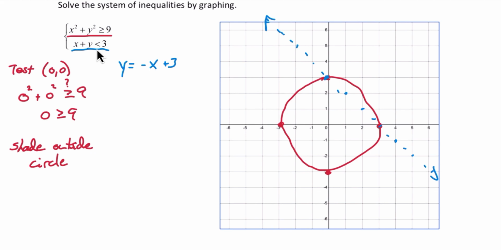And now, again, we need a test point to determine where to shade. Let's again test 0, 0 for the line. So going to the inequality of the line, we have x plus y, and we're asking, is that less than 3? And that one is a true statement. We chose, again, the origin, which is below the line, and it is true. So we want to shade below the line.